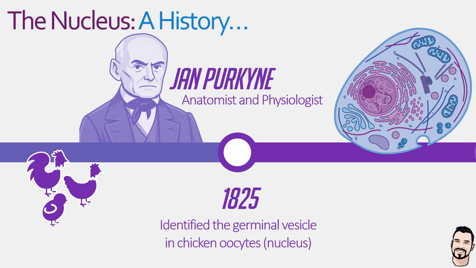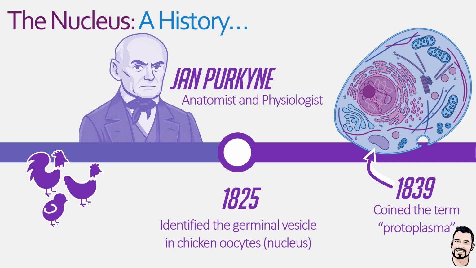Now later on in his career, Purkyne went on to coin the term protoplasm, referring to the substance within the cell that surrounds the nucleus, what we now recognise as the cytoplasm containing the various eukaryotic membrane-bound organelles. He proposed that this material was essential for maintaining cellular activity.